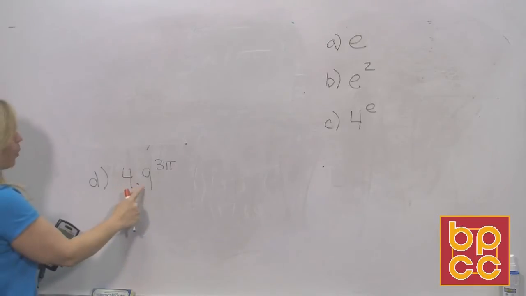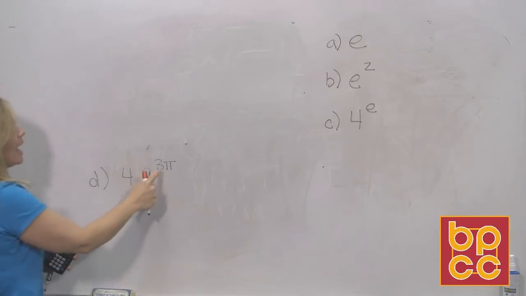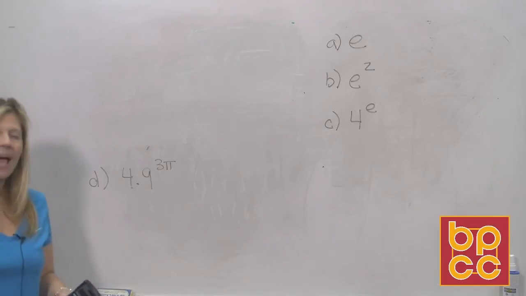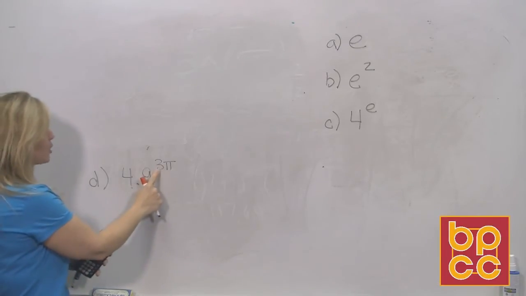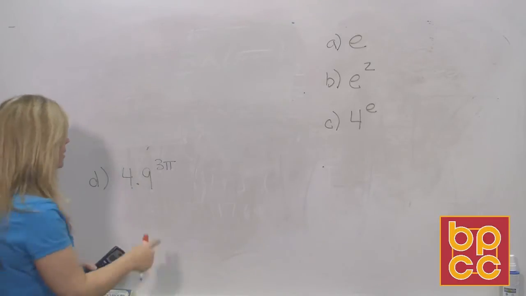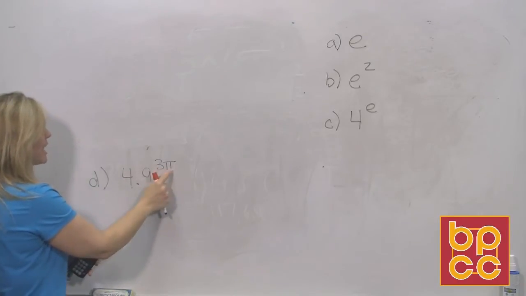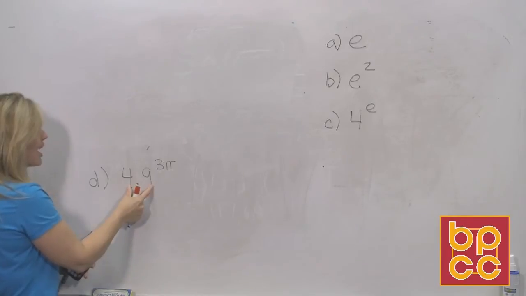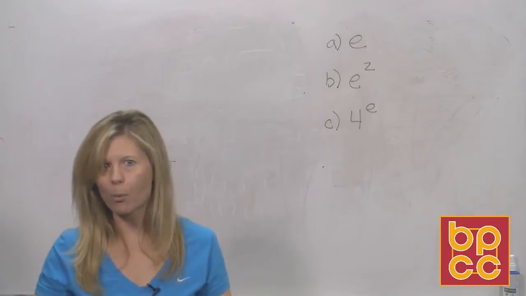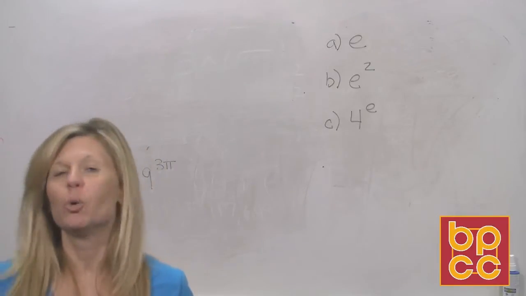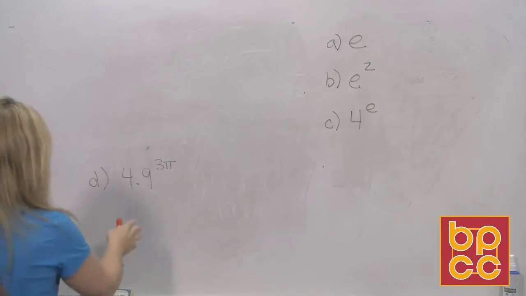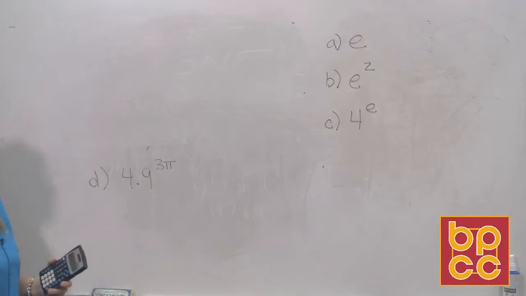I have 4.9, 4 9/10, and the exponent's 3 pi. Again, I want to estimate. Pi is 3.14, which is closer to 3. So that would be 3 times 3, that's 9. If you took 4 9/10 and did it 9 times, 4.9 times 4.9 and so on and so on, do you all agree that's going to be a really huge number? Good. So we know by looking at this, we're going to get a really big positive number.